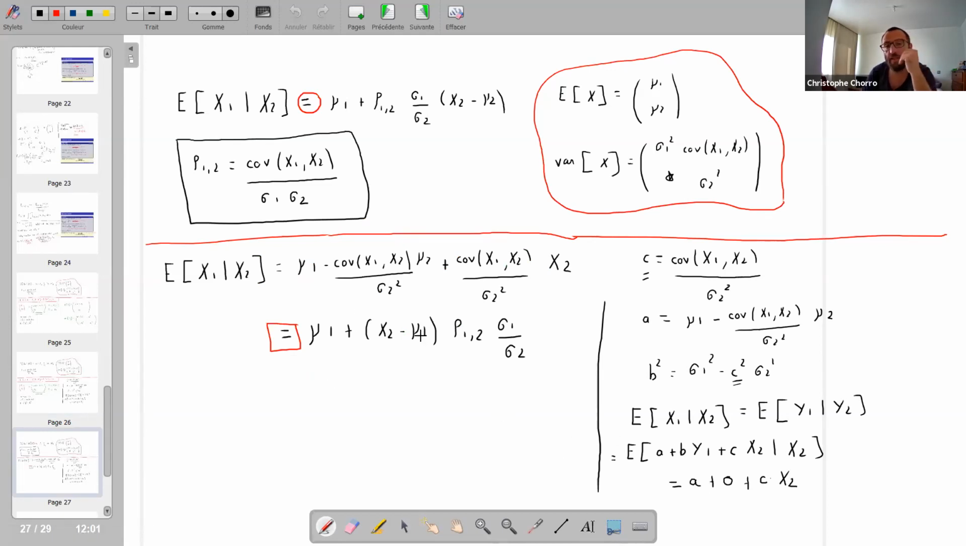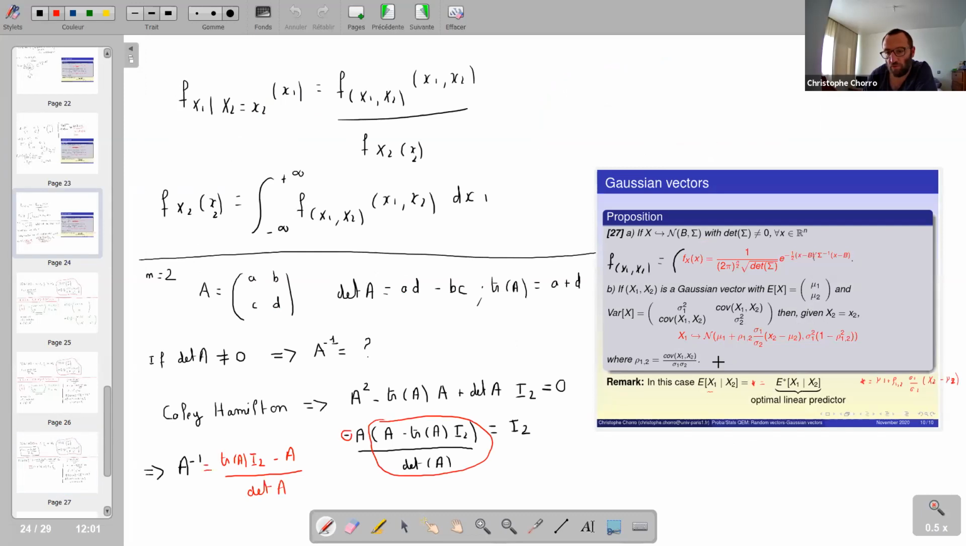So I haven't done the whole proof of this proposition here, but I have done the proof of the fact that the conditional expectation is given by this expression here. If you want to do the whole proof, it's possible, doing what I have said here. It's a boring computation, but you can try using what I have explained here concerning how to compute the inverse of a matrix of size 2.